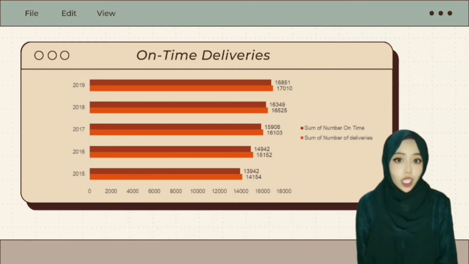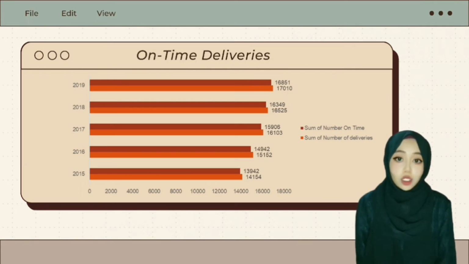For the on-time delivery, we have constructed a clustered bar chart to identify the difference between the number of deliveries and the number of deliveries that were delivered on time from year 2015 to 2019.